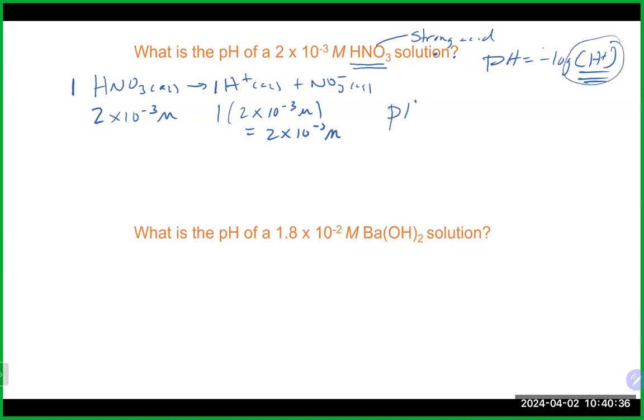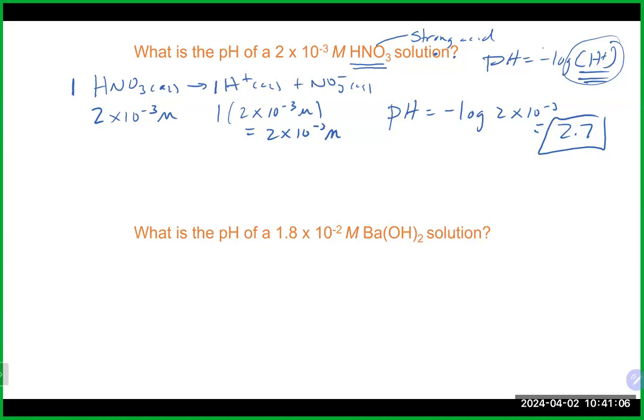So we could go into it, negative log of 2 times 10 to the minus 3, and we get about 2.7 in terms of our pH. And that is an acidic pH since this is an acid. So that's good, right? If you got a basic pH here, something probably went wrong. Question on that there?